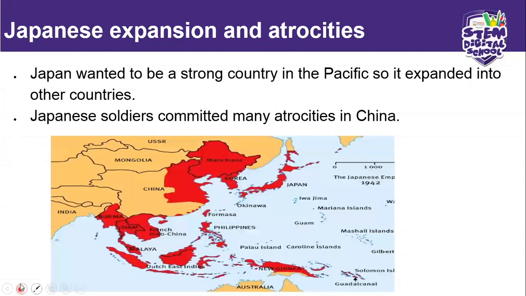All right. You can see the Japanese expansion and its atrocities. Japan wanted to be a strong country in the Pacific, so it expanded into other countries. Japanese soldiers committed many atrocities in China. What are atrocities? Does anyone know? So when you do something wrong and violent against other humans, yes, in a violent way.